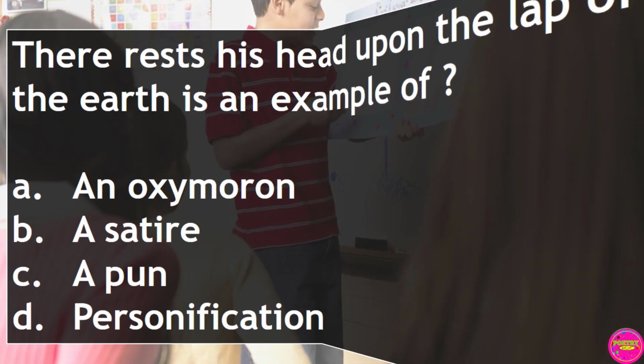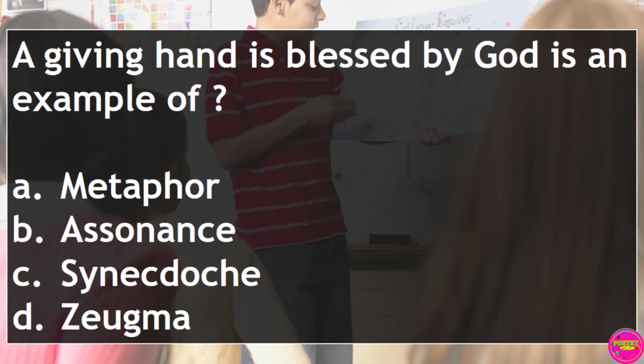A given hand is blessed by God is an example of A, metaphor, B, assonance, C, synecdoche, D, zeugma. The correct answer to this question is C, synecdoche.